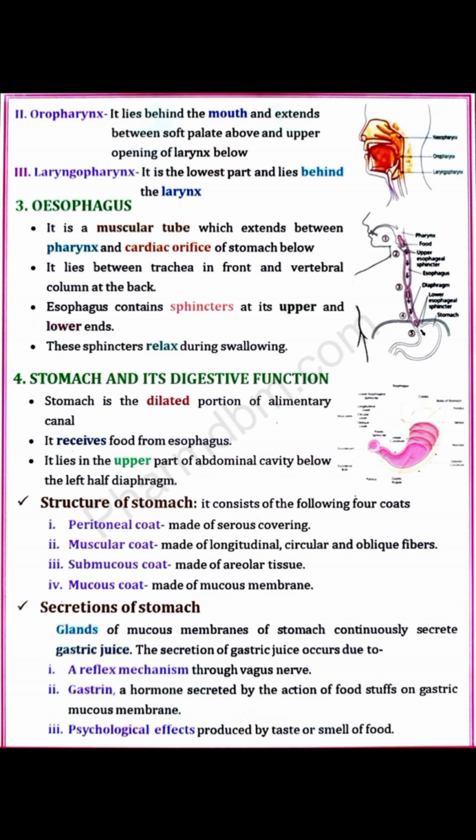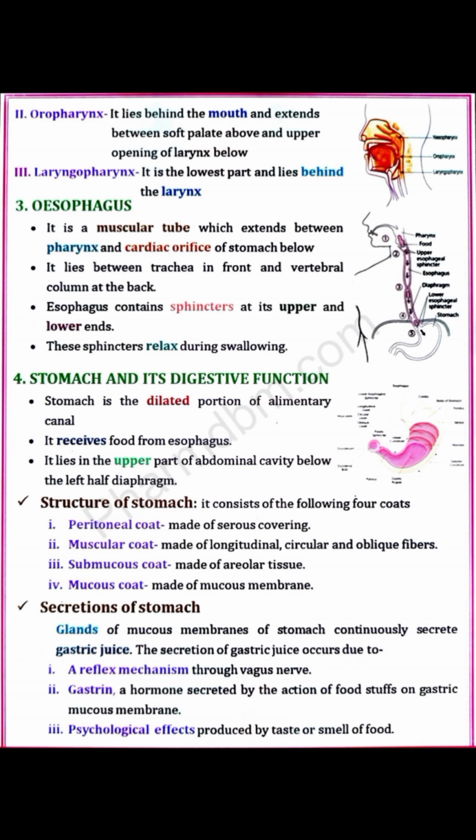First one, peritoneal coat made up of serous covering. Second one, muscular coat made up of longitudinal, circular and oblique fibers. Third one, submucous coat made up of areolar tissue. Fourth one, mucous coat made of mucous membrane. Secretions of stomach. Glands of mucous membrane of stomach continuously secrete gastric juice.